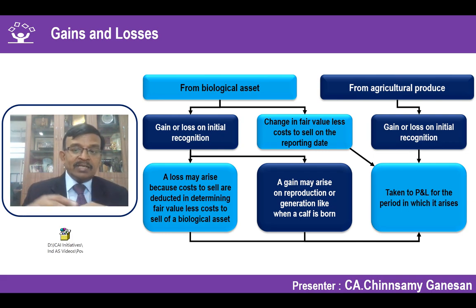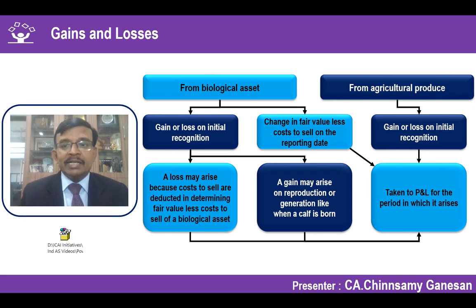That means initial measurement goes to the initial measurement period. Subsequent measurement goes to the reporting period conclusion. Similarly, agricultural produce in the biological asset should also be fair valued, and the gain should be taken to the P&L account. That's a simple concept.